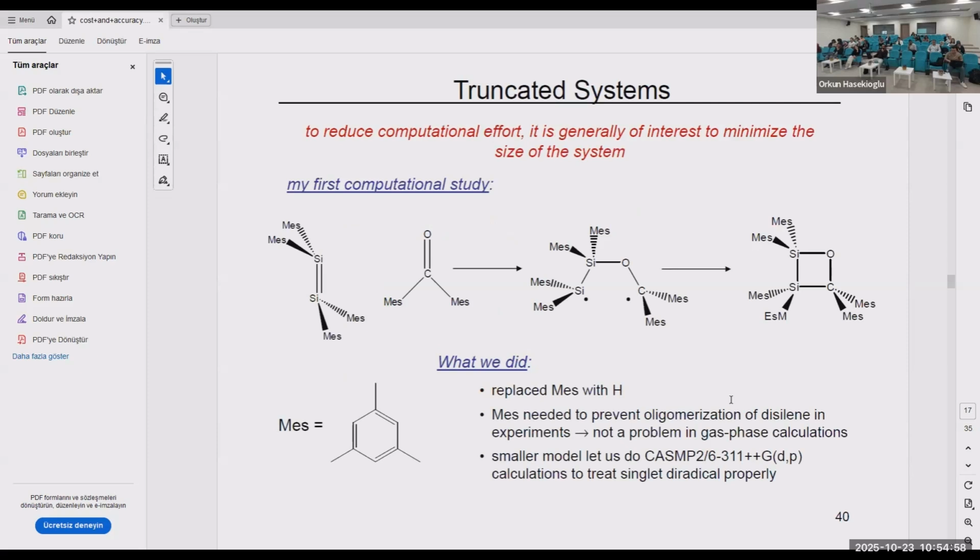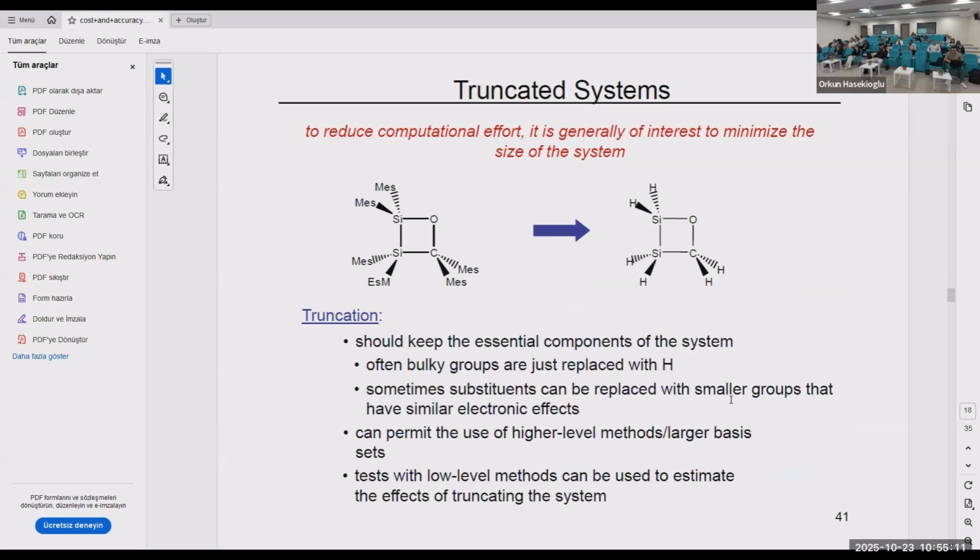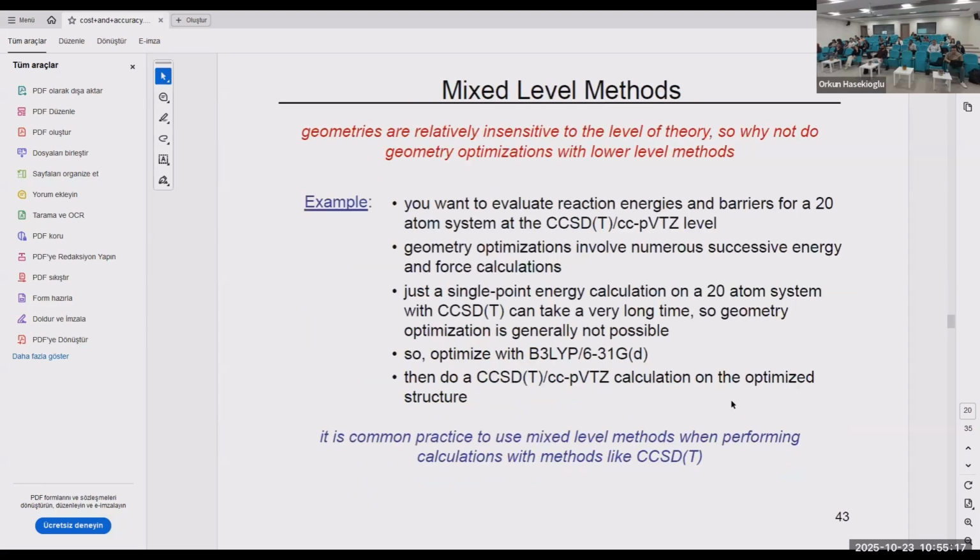So when you look at truncated systems, here is an example where Mes is replaced with hydrogen. It's a truncated system. Here the same. Here the same. Or you can use mixed level methods. That means geometries are relatively insensitive to the level of theory, as we said before.